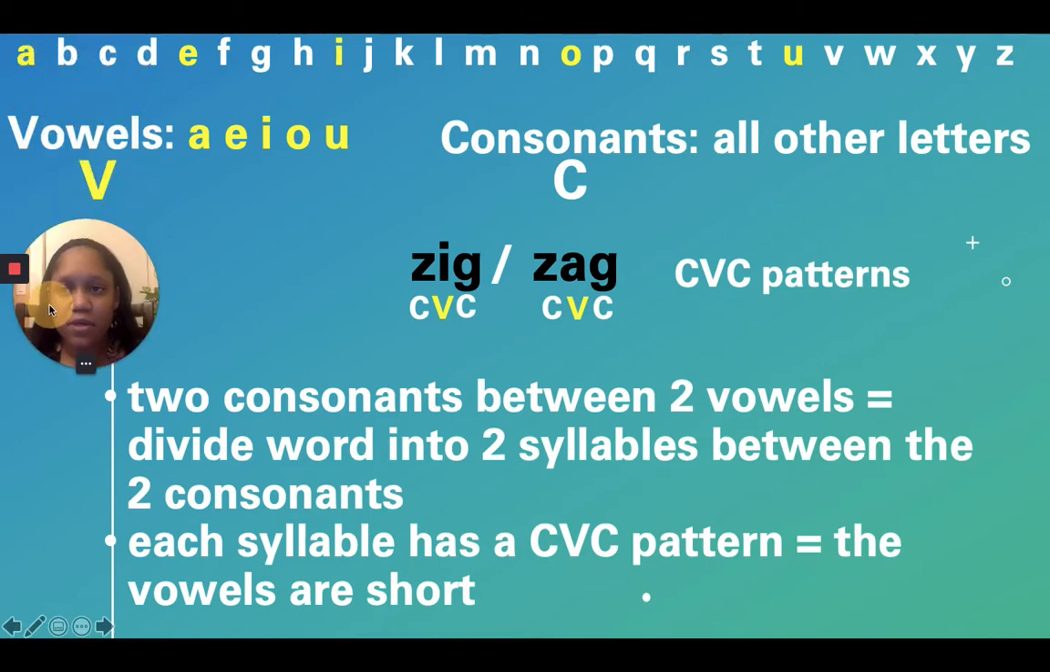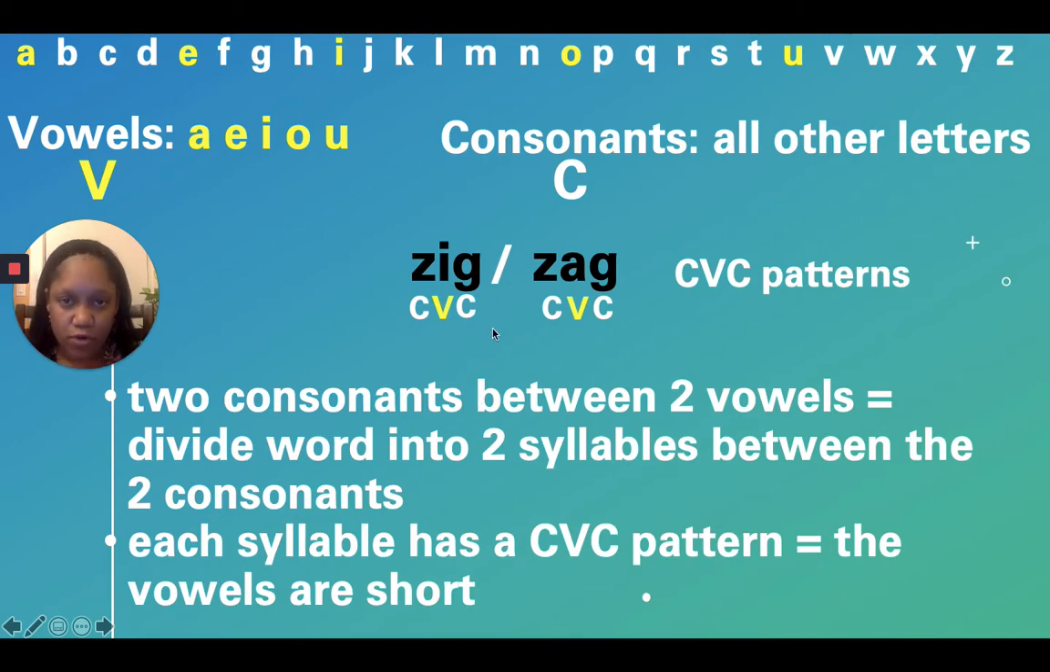We are going to look at a strategy we can use when we get to a word that we don't know. Now, before we do that, let's review vowels and consonants. Vowels are A, E, I, O, U, and we're going to show them with a V. Consonants are all the other letters, and we're going to show those with a C. Back to this unknown word here. First thing we do is identify all the letters as vowels or consonants. So Z and G are consonants and Z and G again. I and A are vowels, so we show them as vowels.